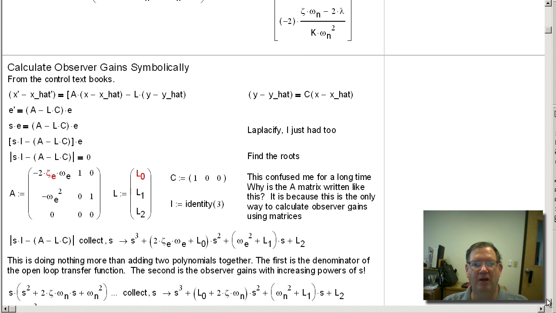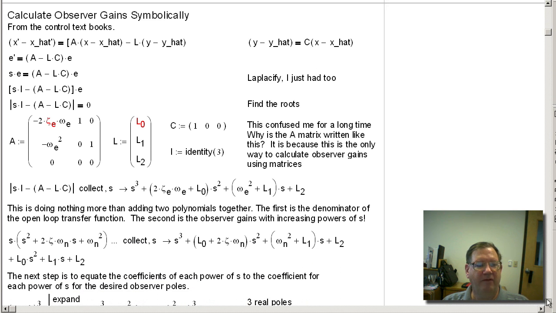Now we're going to get to the observer itself. What we're going to do is calculate the observer gains symbolically. The reason I want to do that is because the textbooks make it very obscure. There's an awful lot of magical matrix math, and they don't really give you a good feeling as to what's going on once you start working through the matrix manipulations. But I want to start with what's in the books.